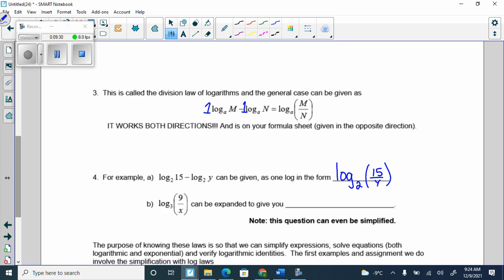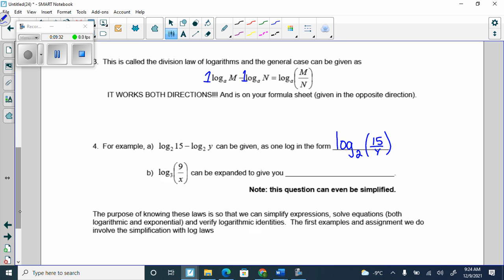And then people have to remember this one. So log base 3 of 9. Always make sure what's beside your logs is in a bracket. Minus, because the x is in the denominator, log base 3 of x. What's log base 3 of 9? 2.